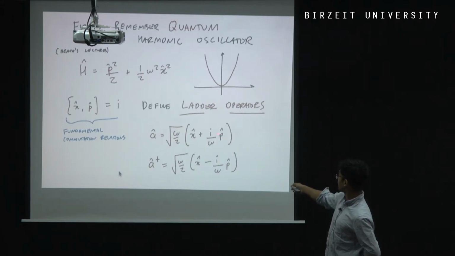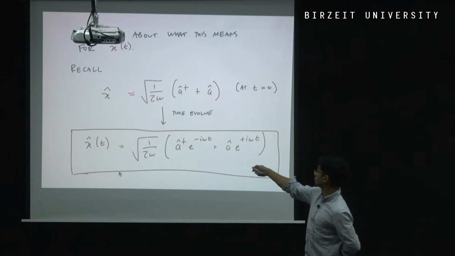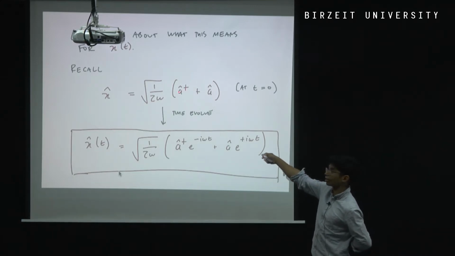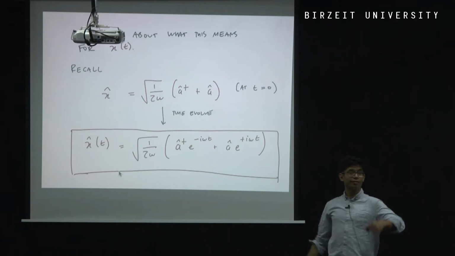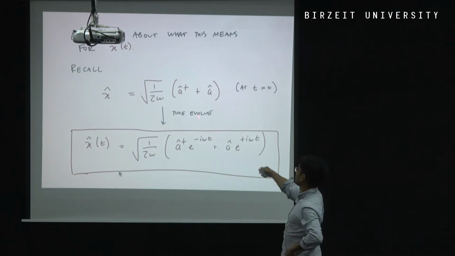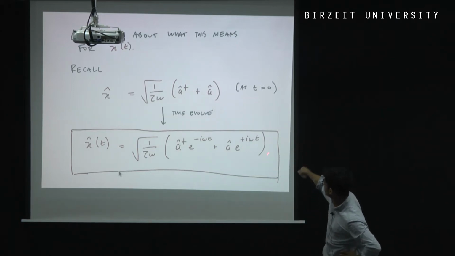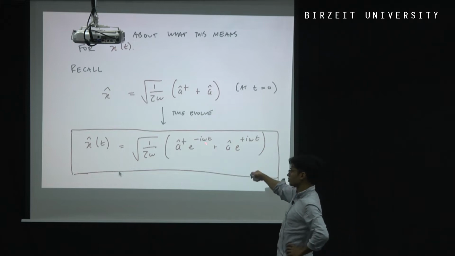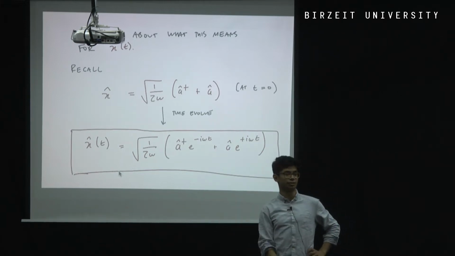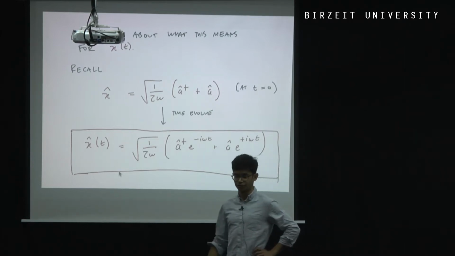A is equal to x plus ip, which means that A plus A dagger is equal to x, because these things cancel with some factors. So what we have is that x is equal to root 1 over 2 omega, A dagger plus A. So if I want to figure out how x evolves in time, I time evolve A, I time evolve A dagger. I know how those both evolve. This evolves with the phase plus omega t, this evolves with minus omega t, and I get x of t as the answer. Okay? So this is the time evolution of x hat of t, the operator.